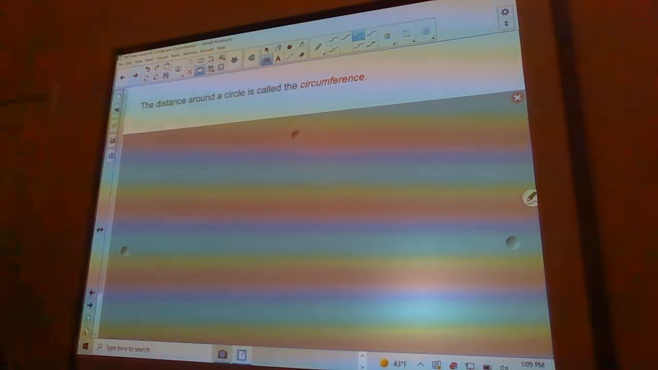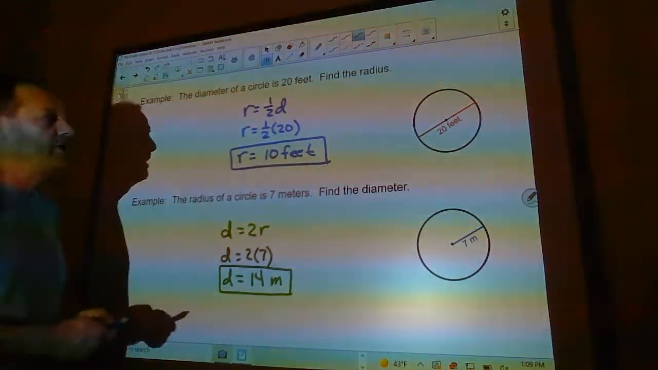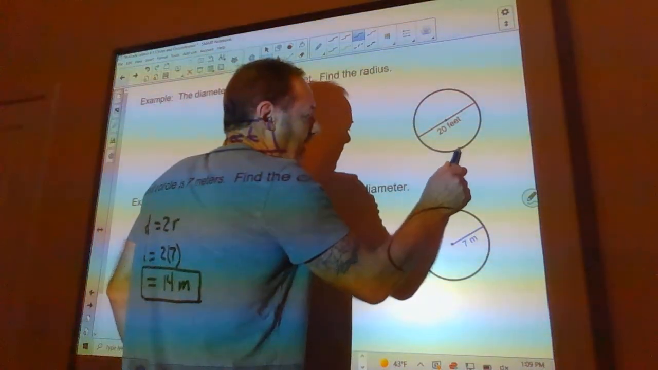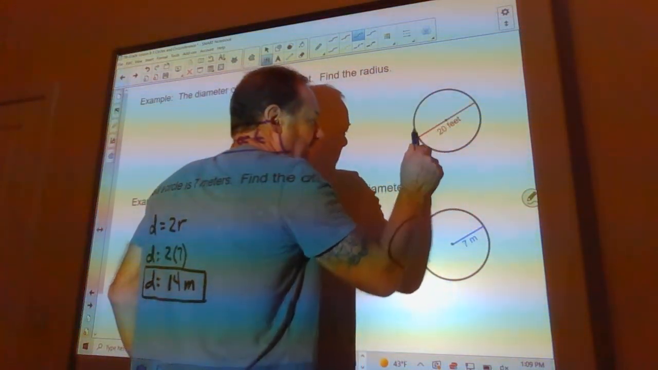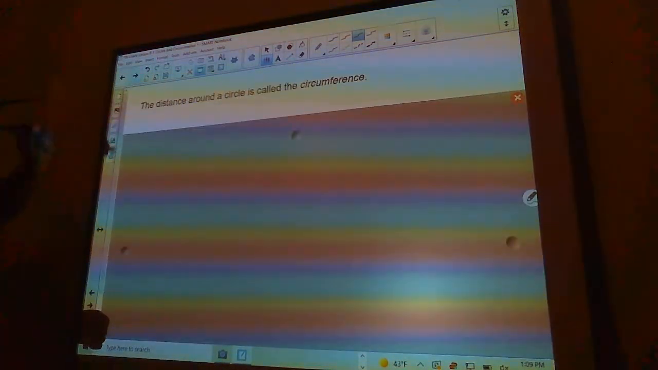Okay. The distance around a circle is called the circumference. So if I've got a circle and I were to walk around this thing right here all the way back to where I started, that is the circumference of the circle.